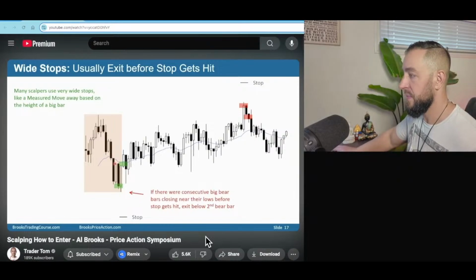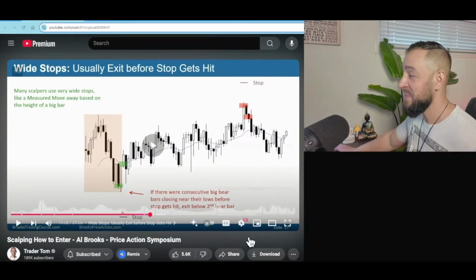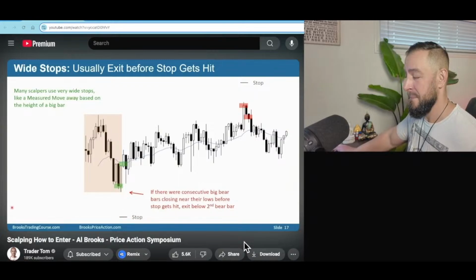Now, we have a big bear bar closing on its low. If we had consecutive big bear bars closing near their lows, it's probably worthwhile exiting before your stop is hit. Not necessarily though. Some scalpers will use very wide stops and scale in, knowing that even if you have a big breakout in a trading range day, if you manage it correctly, you can usually still make money.